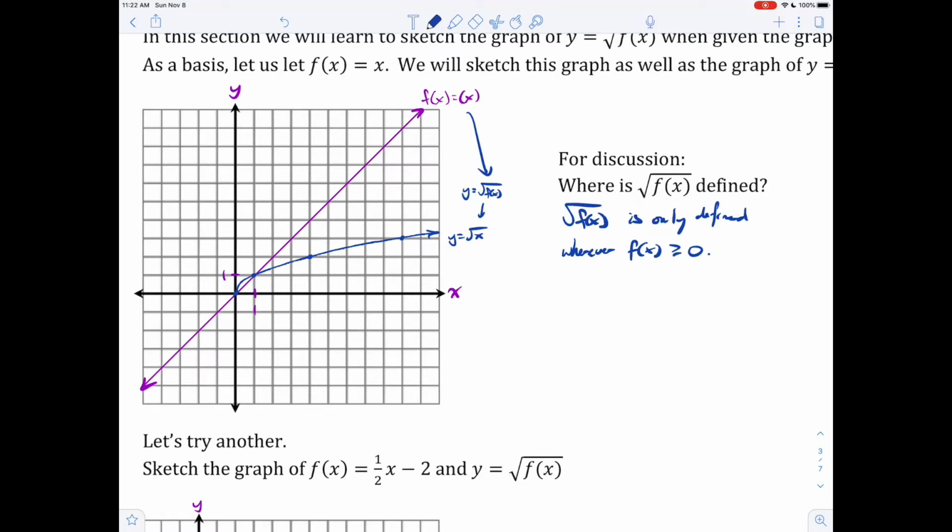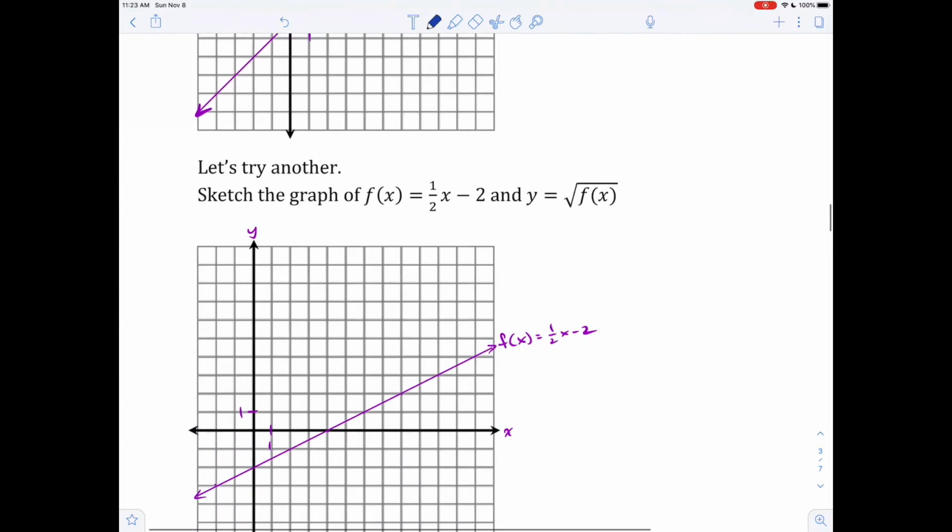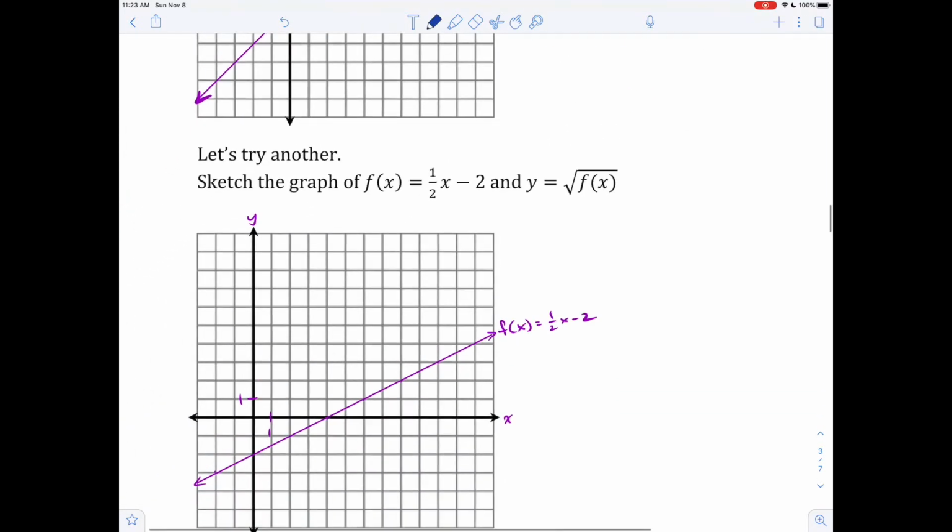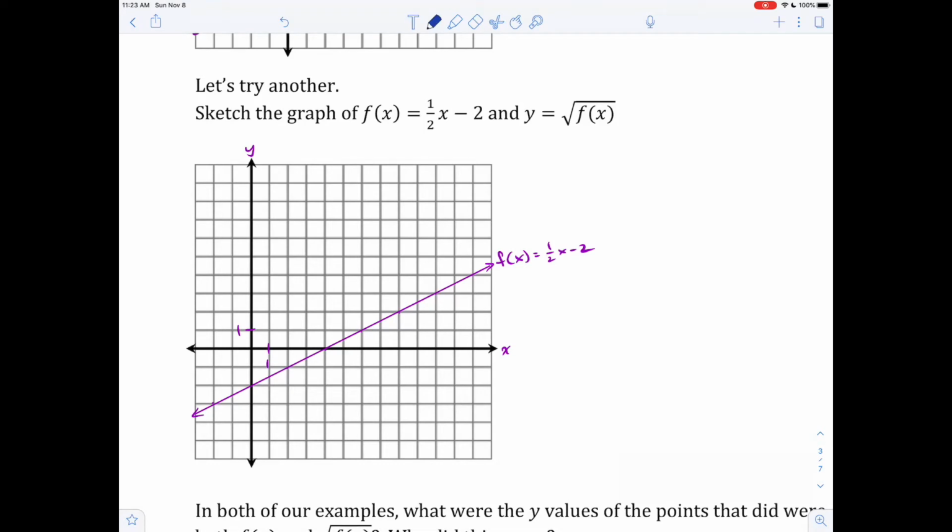All right, try this other one. I dare you. I've got the graph of y equals half x minus 2 there, so graph y equals root of f of x. Well, I'm assuming you paused. I'm jumping in. Square root of 0 is 0. Square root of 1 is 1. Square root of 4 is 2. So we're just remapping y values for each of these x values. And then, of course, connect the dots.